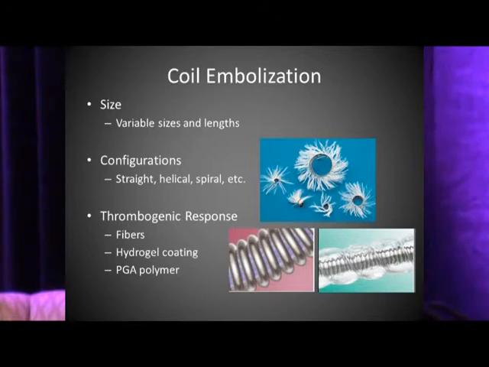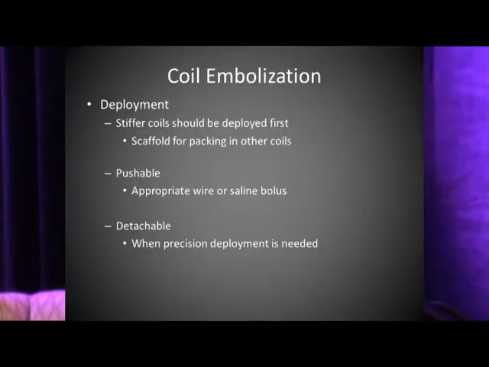The fibers have been around for a long time, but this new hydrocoating or hydrogel coating, once the coil is packed in, expands to further occlude the vessel, pack it in, make it tighter to increase the stasis of flow. The other one is the PGA polymer that's actually within the coil that expands and helps for tighter packing and stasis of flow. Deployment, stiffer coils should also always be deployed first. You want to make sure that you have a good scaffolding to pack other coils on top of it.